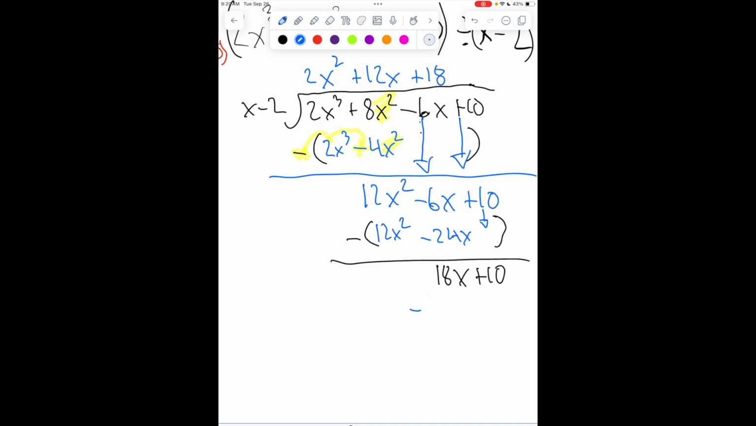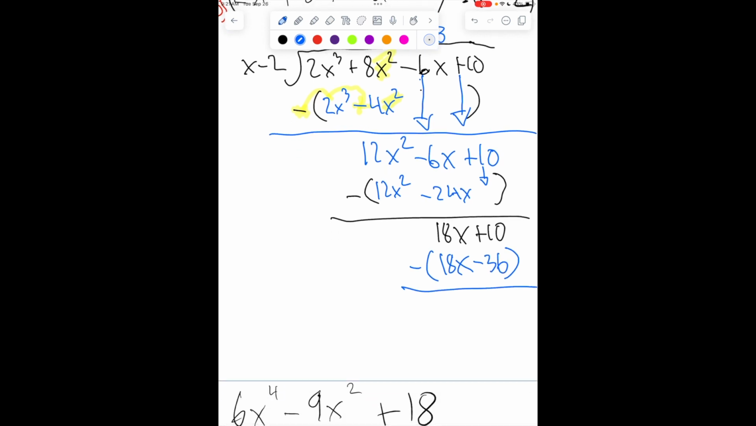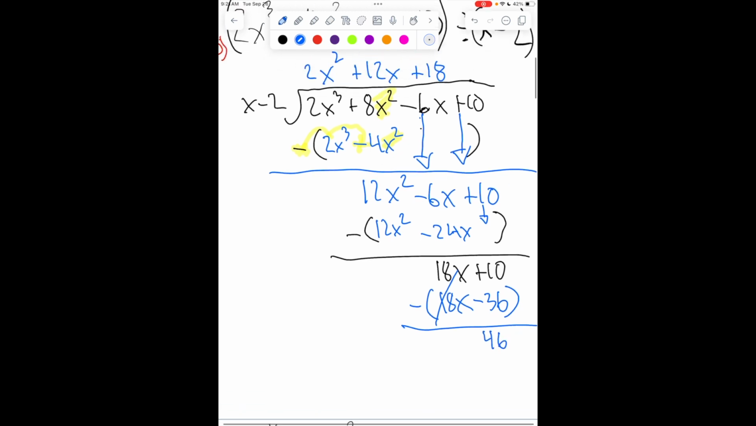18, again, I'm going to set this up here. So that gives me 18x. I always want to cancel that first term out. And then 18 times -2 is -36. So if I go through this, again, this cancels out, distribute the negative, and I'm left with positive 46. This is like a remainder.